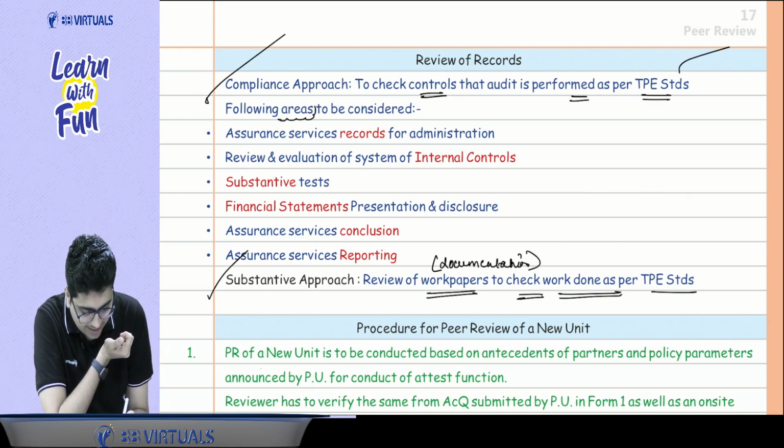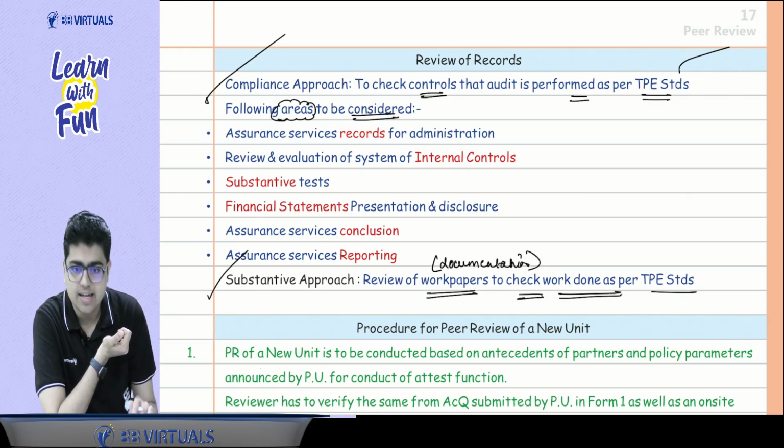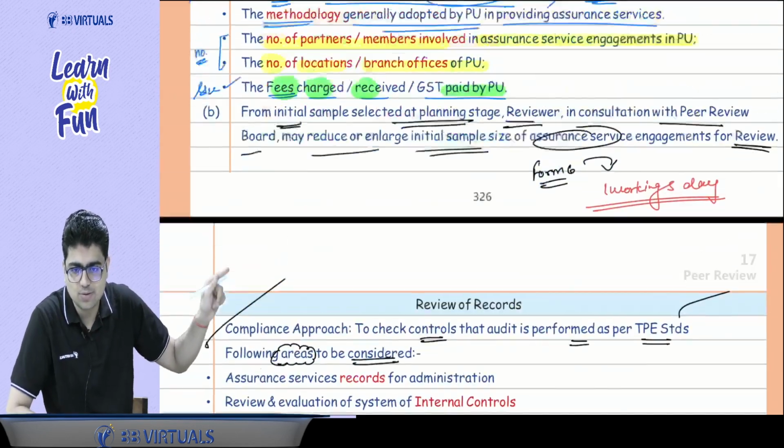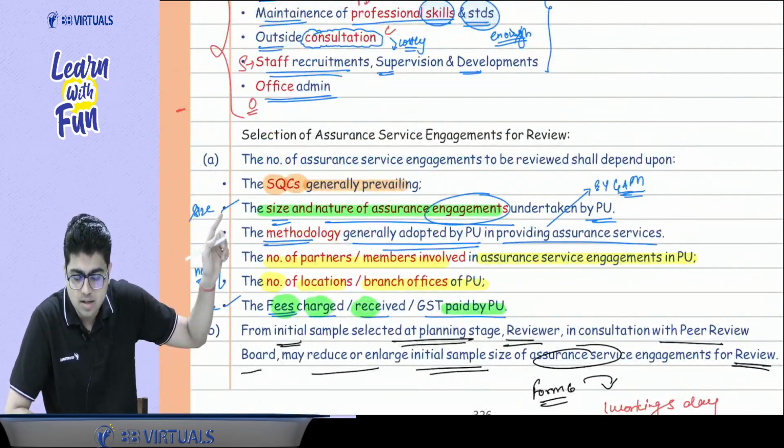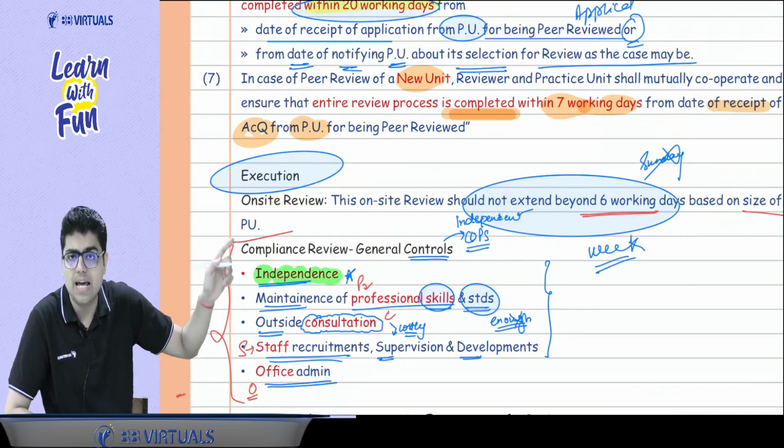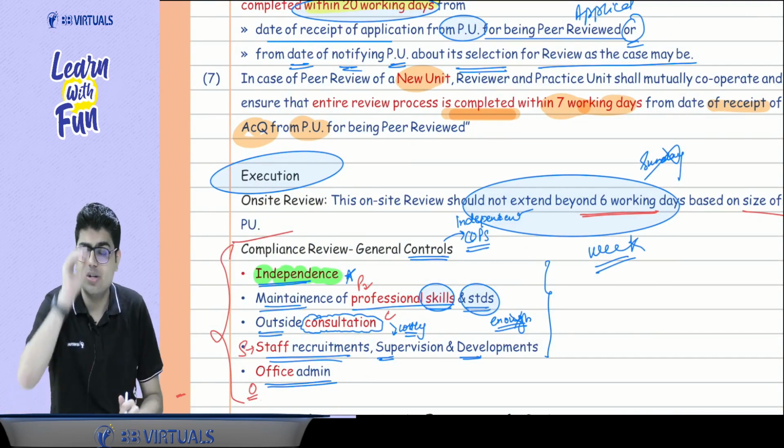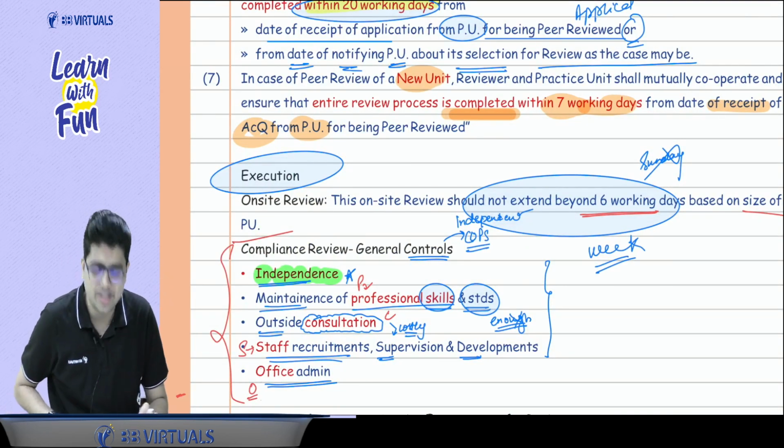Sir, what are the areas to be considered here? Remember, if ICAI gives you the question, which question? This one, compliance review, general controls. So in the general controls, you have to write about independence.